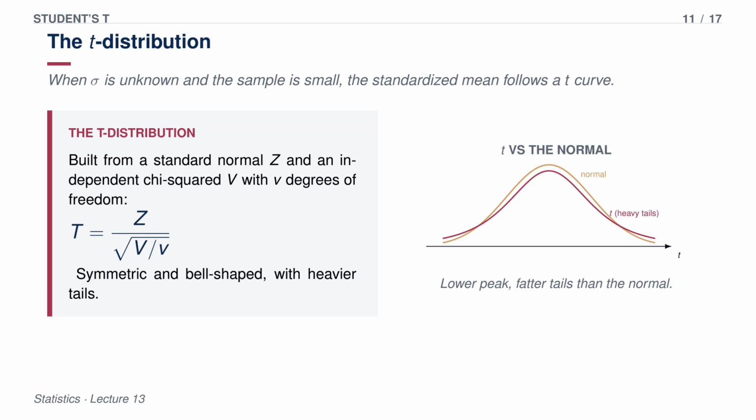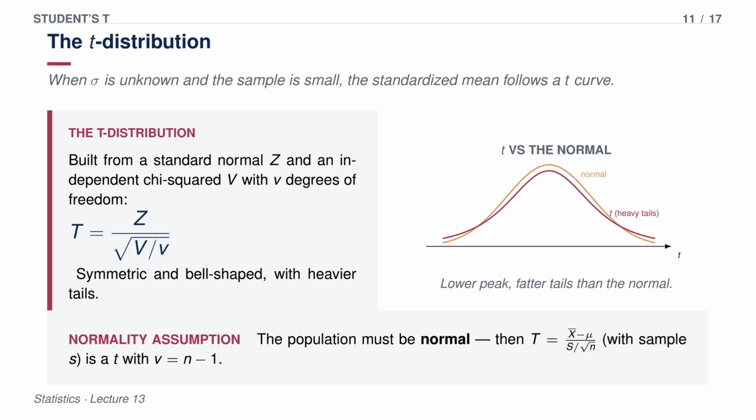The t-curve is symmetric and bell-shaped like the normal, but with heavier tails. You can see it against the gold normal curve. Same center, lower peak, fatter tails. And here's the practical version of that formula. The normality assumption again. If the population is normal, then take x bar minus mu over s over root n, using the sample standard deviation s in place of the unknown sigma, and that follows a t with v equals n minus 1.